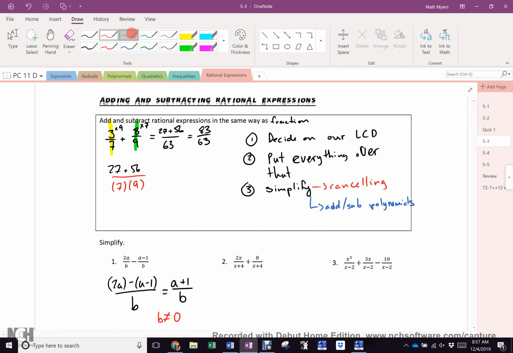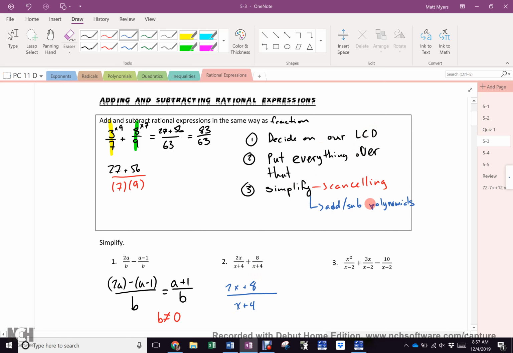Okay, look at the second one. Do we have a common denominator? What is it? X plus 4. What is my numerator? 2x plus 8. So have I decided on my LCD? Yeah. Have I put everything over that? So now it's time to simplify. Is there some simplification you can see there?